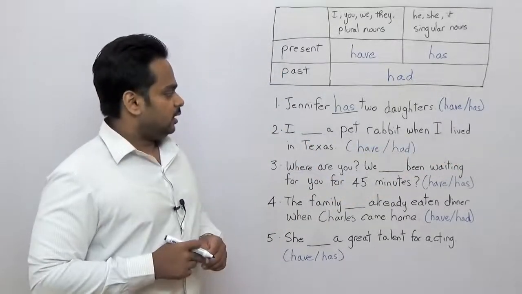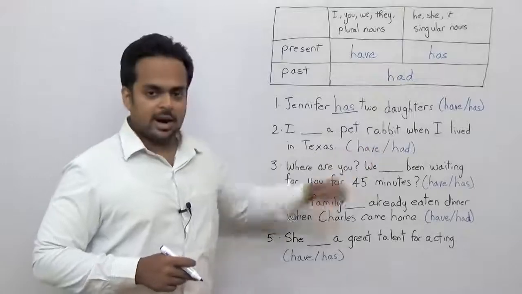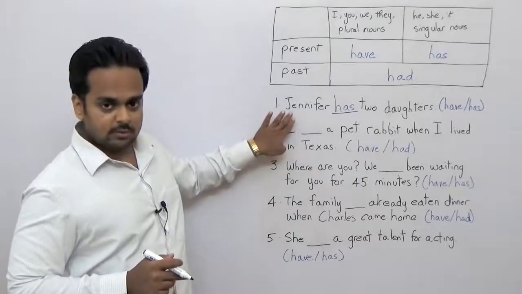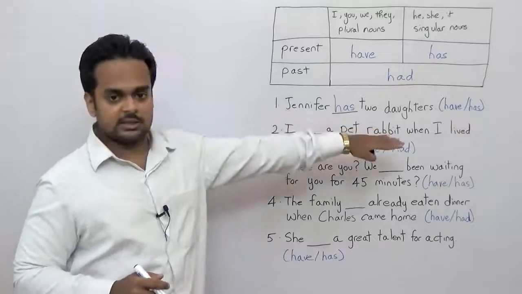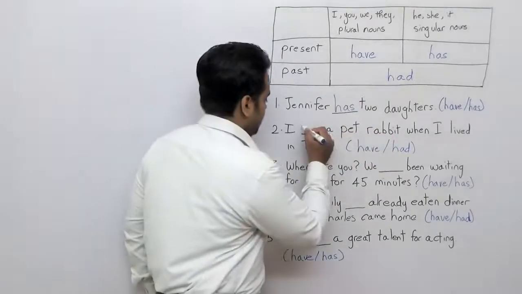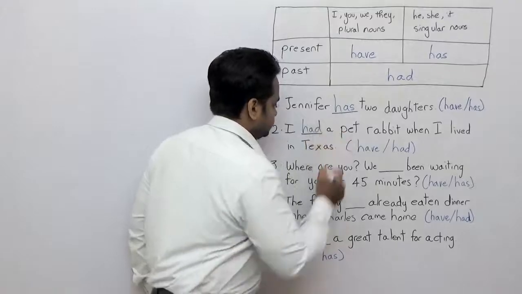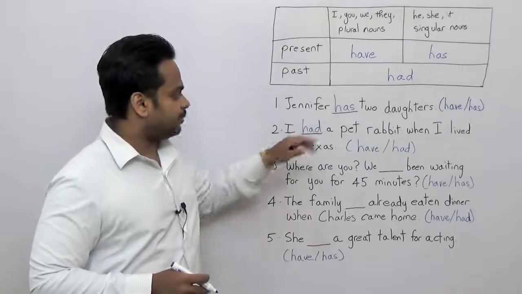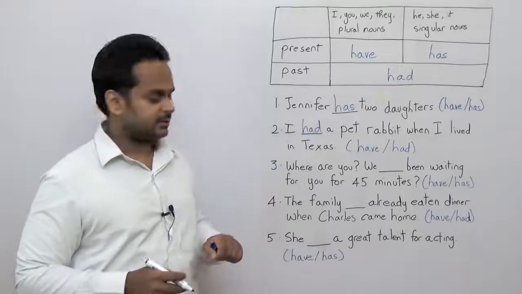Okay? So would you use have or had here? Well, you don't even need to look at the subject because as soon as you have a sentence in the past tense, you can only use had. So you know that as soon as you see a sentence in the past tense. I had a pet rabbit when I lived in Texas.